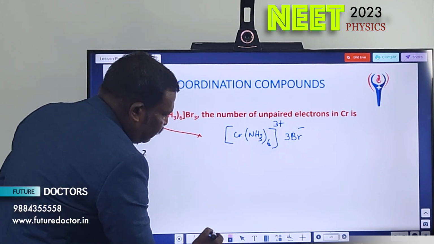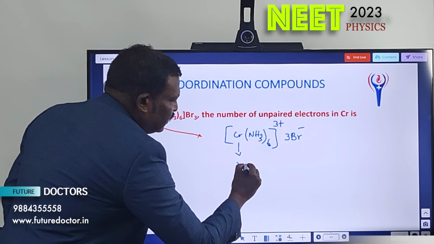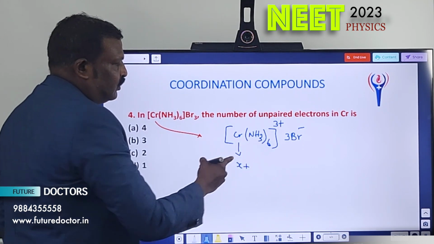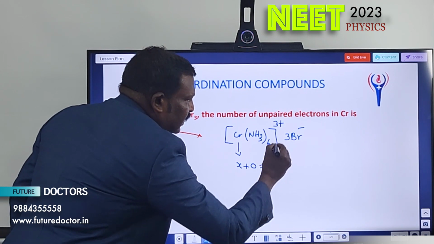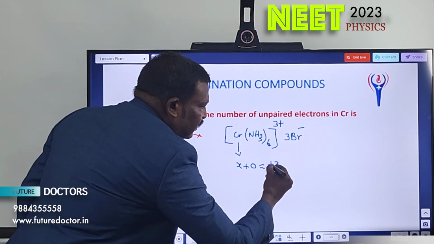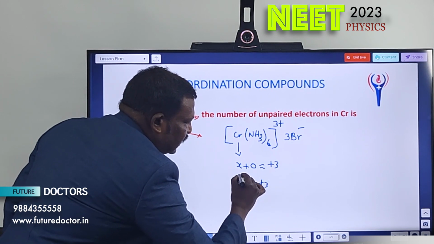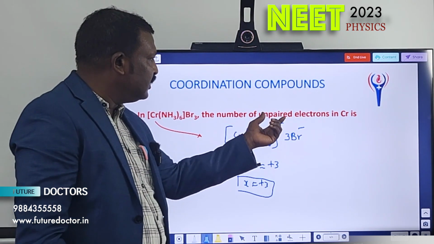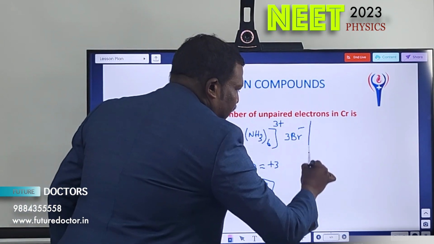How to find out? For X, the ligand is neutral. What kind of ligand you must know. Amine is a neutral ligand. Then I put 0. Then plus 3. Correct or not? Okay. Therefore, X is equal to plus 3. Understood? Right. Then what is the question? They are asking to find out only the number of unpaired electrons. That's the question.